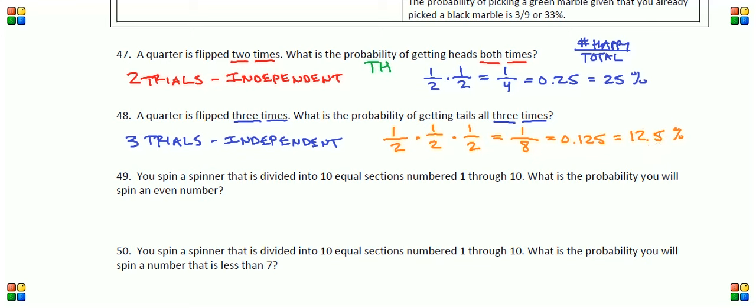Remember, we talked about 50% means could happen, could not happen. In this case, we're well below 50%. The chances are, if you flip a coin 3 times, you're probably not going to get tails all 3 times. Let's move on to question number 49 in the next video.